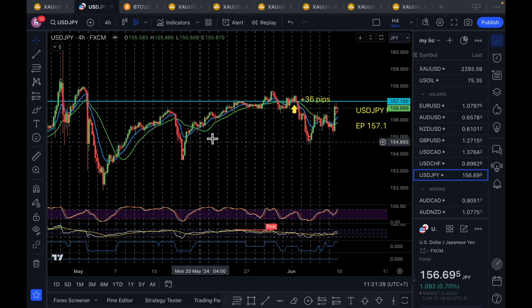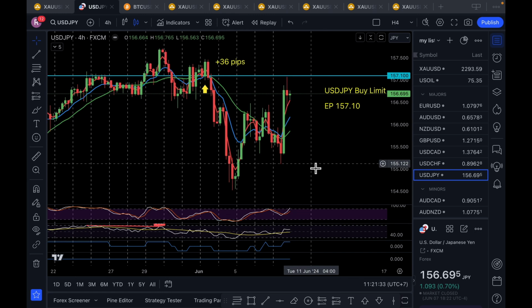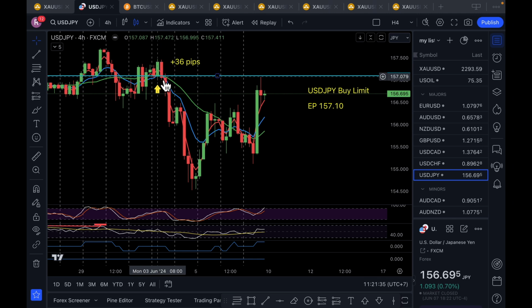A big drop here, and then the UJ goes back up. So we had another big drop here. So what happened on this one, I let this trade open, and if you had a stop loss, you would have been stopped out probably around about here. I held on to this trade. I'll be honest with you.